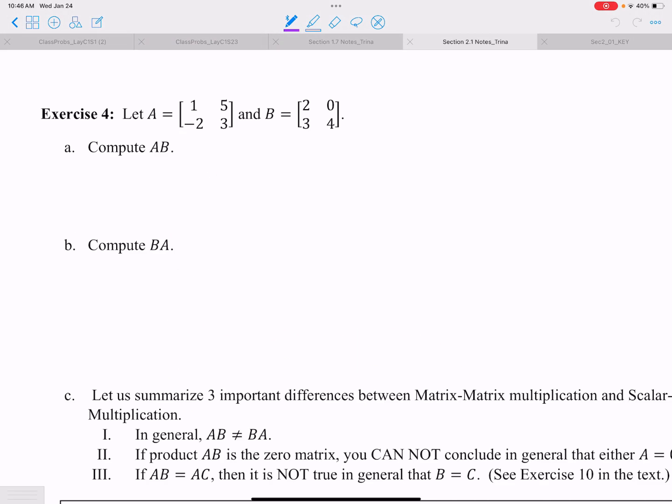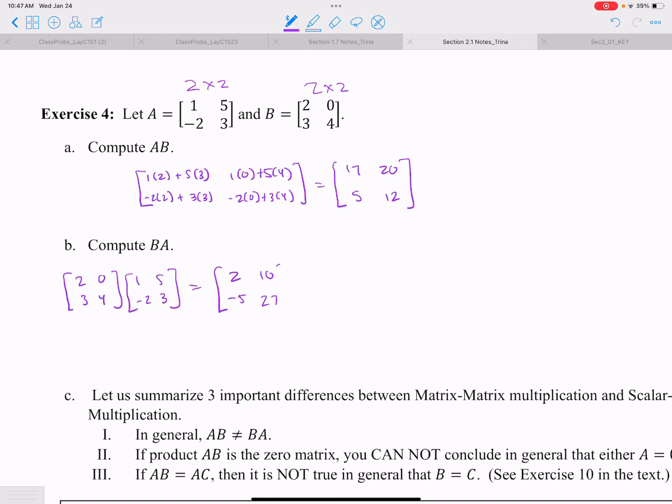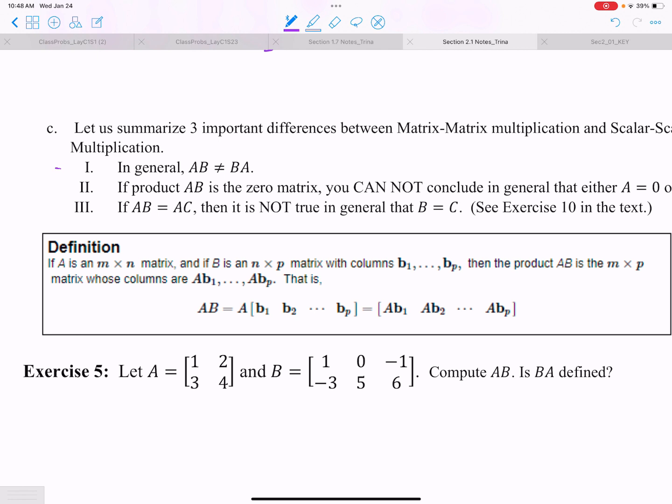So in this case, I have A is a 2 by 2 and B is a 2 by 2. So I can multiply both AB and BA. So if I were you, I'd stop now and try to compute these yourself, and then check your answers with mine. Again, notice that these two are not equal. So AB is not equal to BA. So again, just writing out that that is not true.